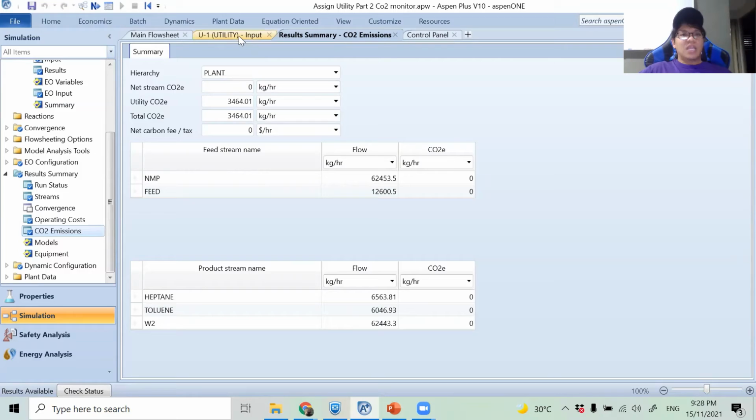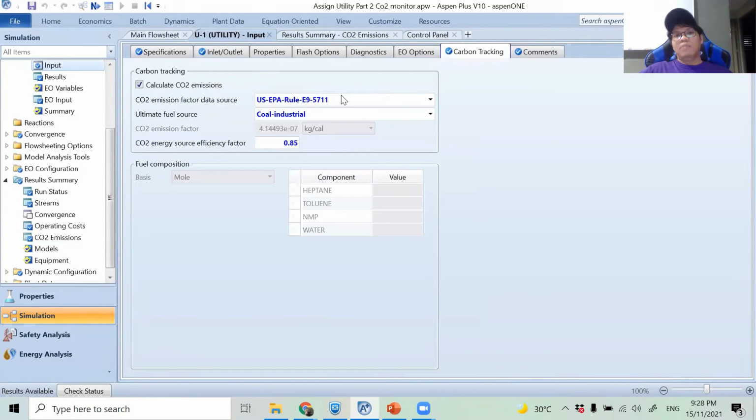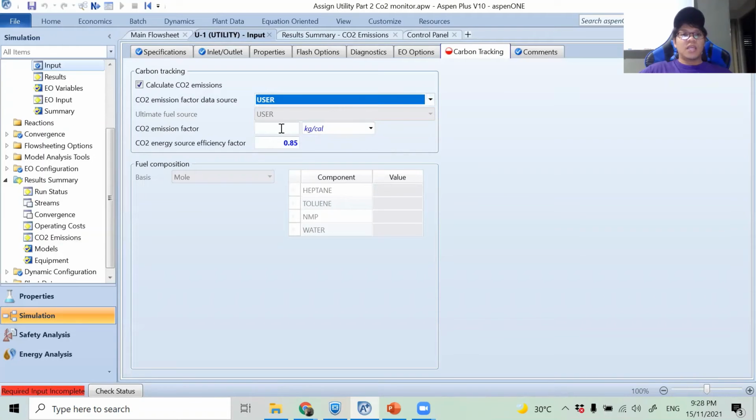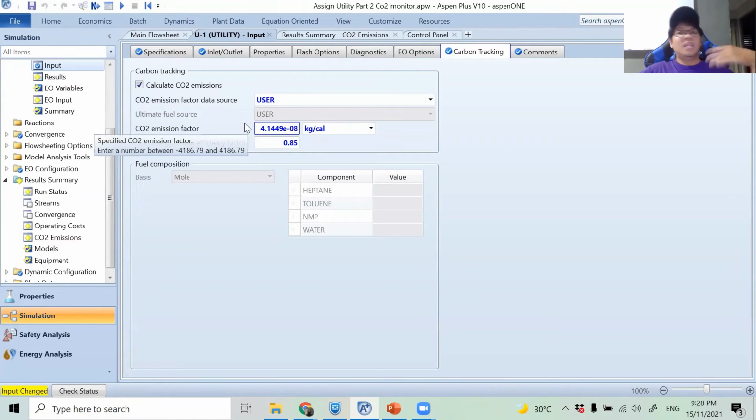Now, let's say I decided to implement the carbon capture technology. Because I cannot change the CO2 emission factors, what I need to do is go to the user function, user define option, select, and then here I will type 0.41449 times 10 to the minus 7 kilogram per calorie. This is basically 10% of CO2 because the remainder 90% is already being captured.